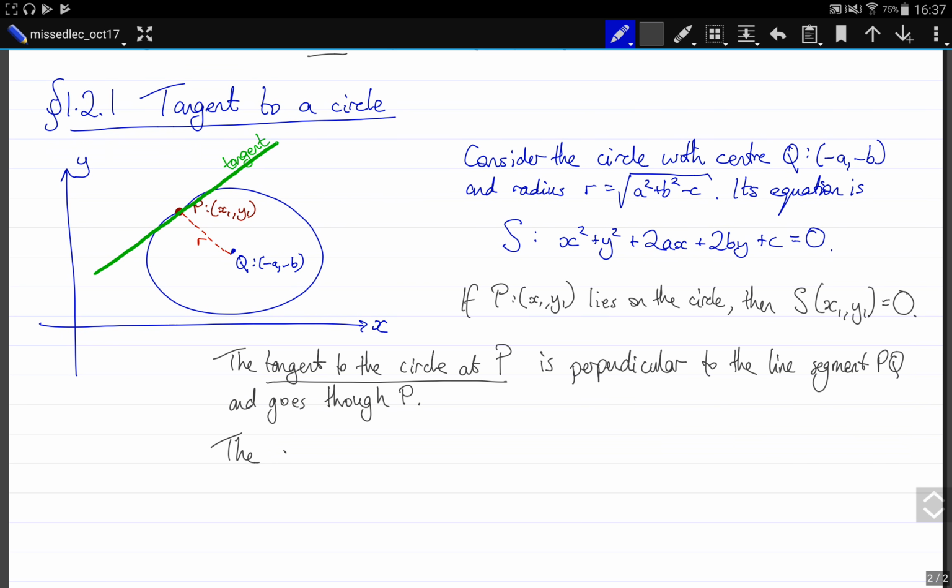So, the slope of PQ is the difference in the y coordinates of the 2 points, y1 minus b, divided by the difference in the x coordinates. Therefore the tangent has slope minus the reciprocal of that.